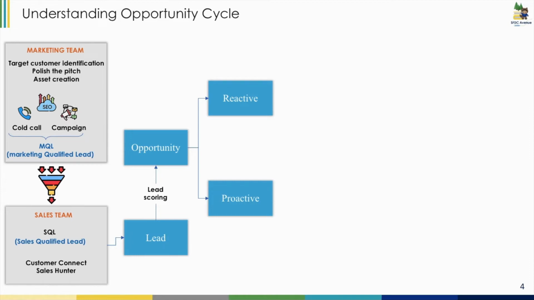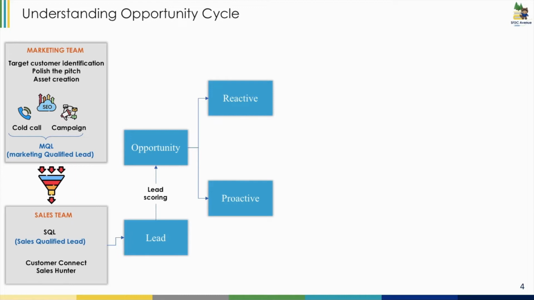This opportunity that's created can be of two types. One is a reactive opportunity and other is proactive opportunities. Reactive opportunities comes typically from existing customer connect. For example, we are incumbent vendors, that is we are already working there and our customer invites us for new RFP.